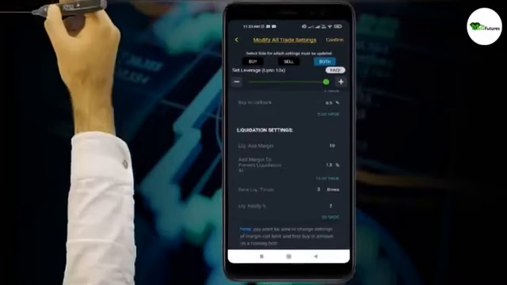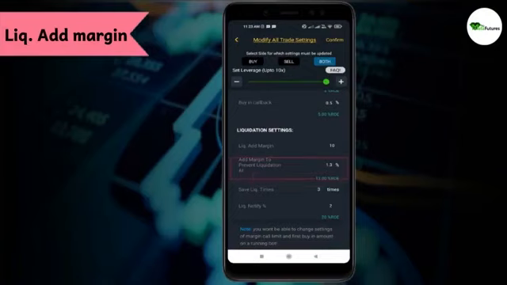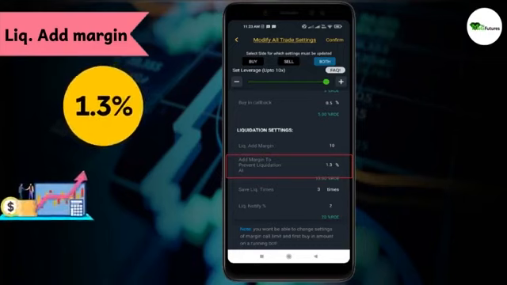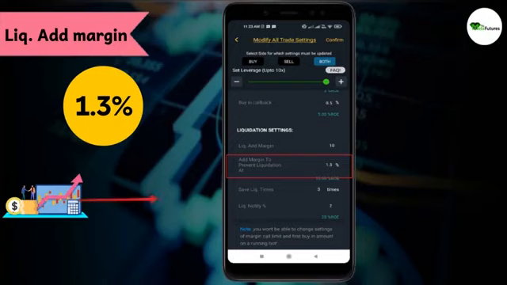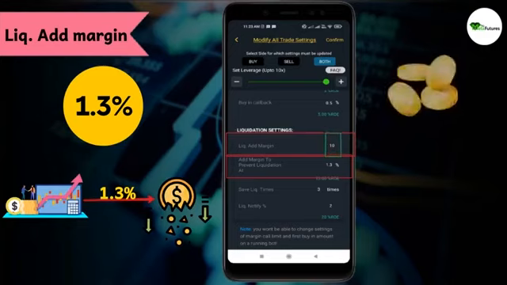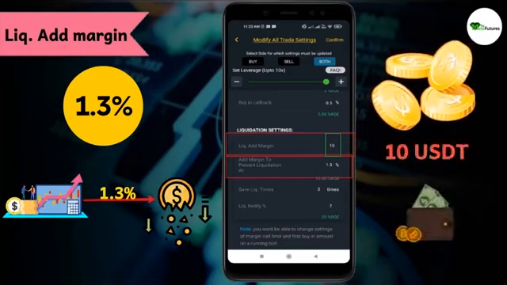Let's talk about liquidation settings. The first is to add margin to prevent liquidation. It is the percentage near the liquidation price at which the bot will add the liquidation add margin. As I have entered a 1.3% value in it, when the margin between the current price of your trade and the liquidation price remains 1.3%, it will add margin amount. How much you want to add, you have to set in liquidation add margin. As I have set 10 USDT, when the margin between the current price and liquidation price remains 1.3%, it will add 10 USDT from your account balance.